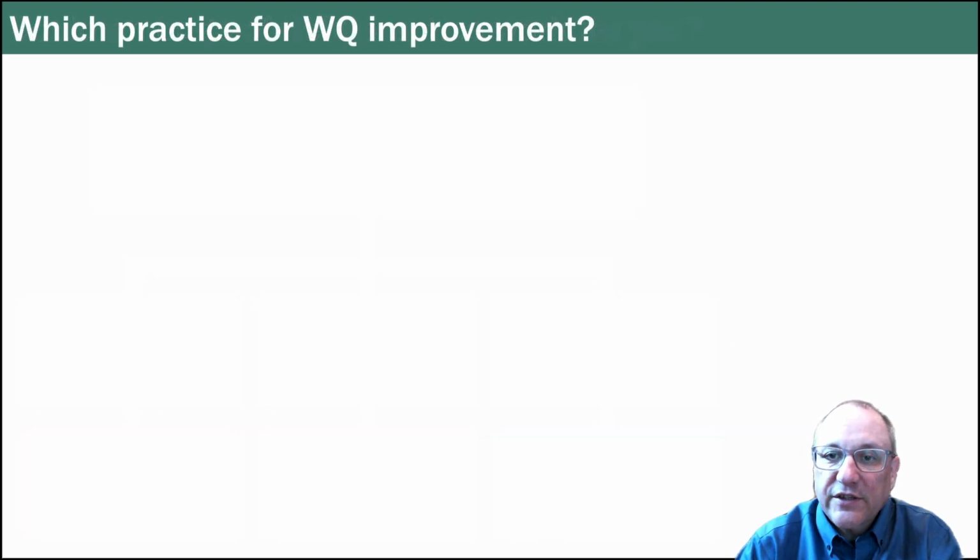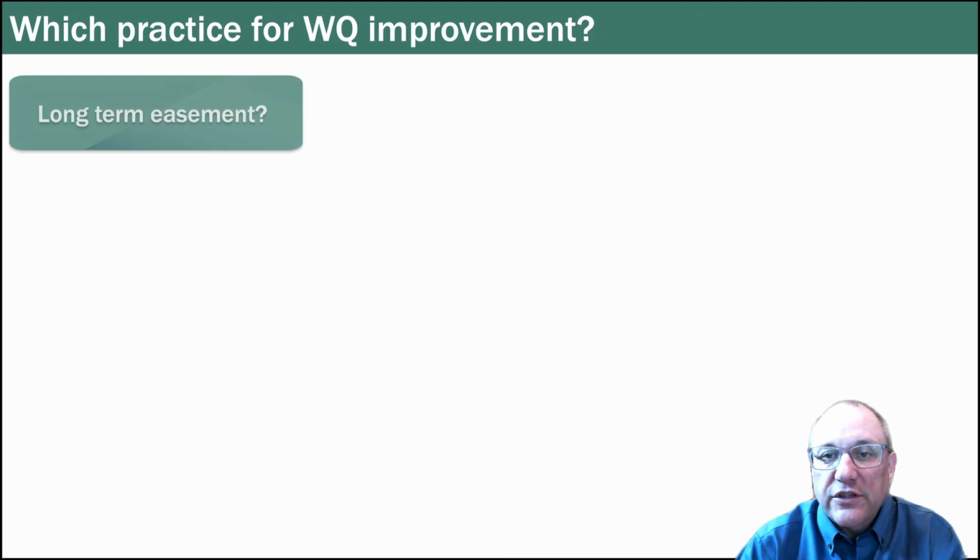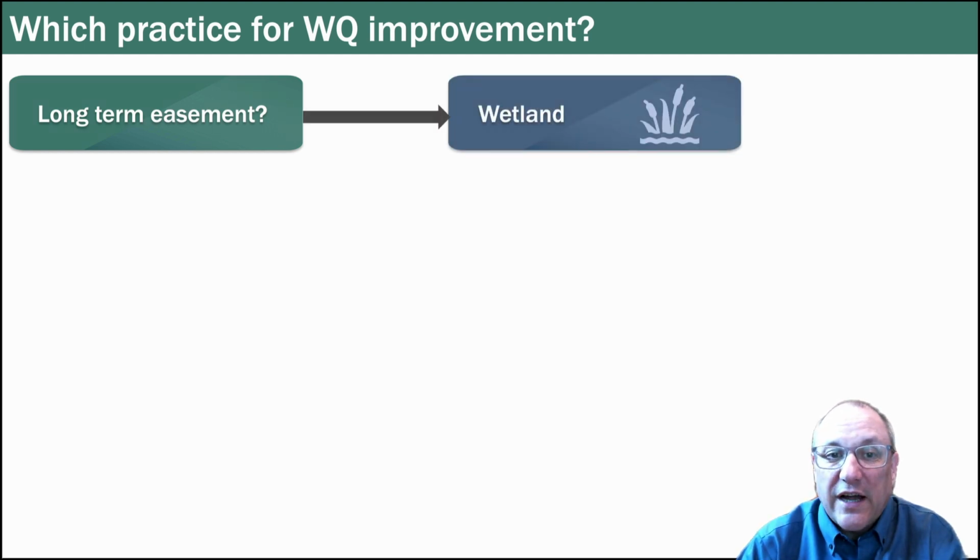In looking at practices for water quality, this decision tree can help narrow down the one or ones that may be the best fit. So the first question is whether the landowner is willing to put some land into a long-term easement for the conservation practice. If they are, then that would be a great site to consider for a treatment wetland. Treatment wetlands have the potential to treat more acres for multiple fields, as well as providing multiple benefits for habitat and other ecosystem services beyond just water quality.